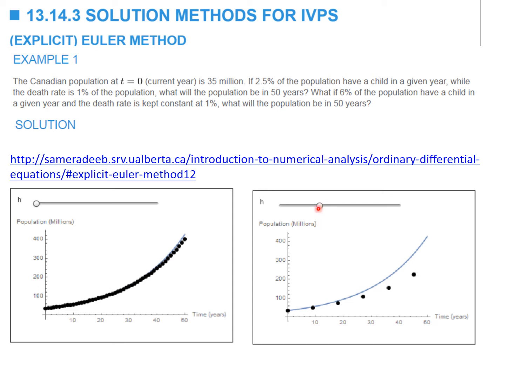As I make h smaller, you're going to find that the black dots almost all overlap with the blue line. When I make h bigger, which means I make the time step bigger, you're going to find that you lose accuracy, and of course the accuracy decreases as we march forward in time.